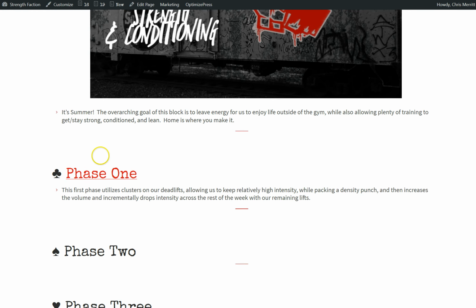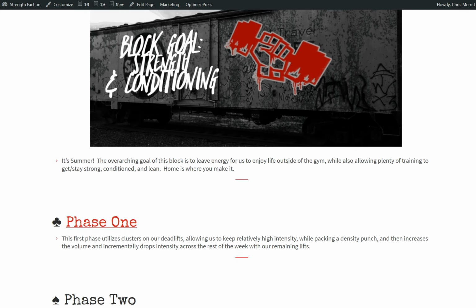Right now, phase 1 is live. Under phase 1, it says this first phase utilizes clusters on our deadlifts, allowing us to keep relatively high intensity while packing a density punch, and then increases the volume and incrementally drops intensity across the rest of the week with our remaining lifts. So the reason why I put these descriptions in here, we had really concise goals written down before, and someone asked for a little deeper understanding of what our intent was with each phase. So that's what we're doing there.